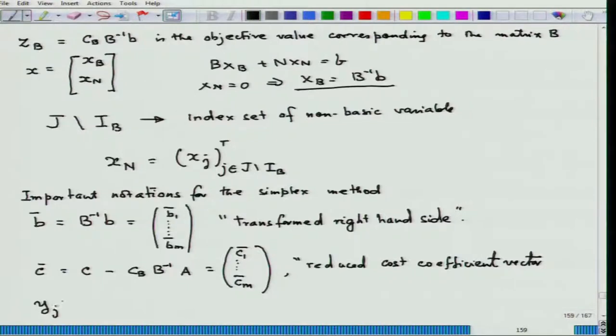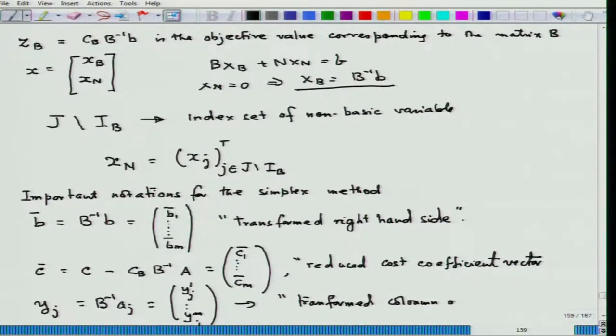Another notation which is important is yj is B inverse aj. So, the jth column I am multiplying by B inverse, so I am transforming the jth column. So, it is y1j, ymj, the m elements. So, this is called the transformed column of A, transformed column, jth column. So, it was aj, now the transformed column is yj.